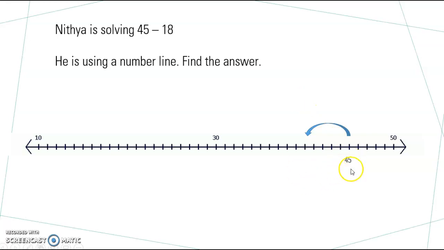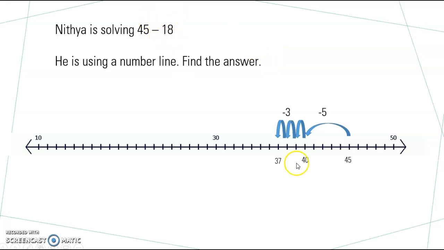Now, because we're at 45, rather than just do jumps of 1, I'm going to do a jump of 5, because then once I do a jump of 5, I know I'm at 40. Now, if we look at number 8, we've taken away 5. 5 plus something equals 8, 3. So we need to take away another 3. So 40 take away 3. 1, 2, 3 is 37. So we've taken away the 8.